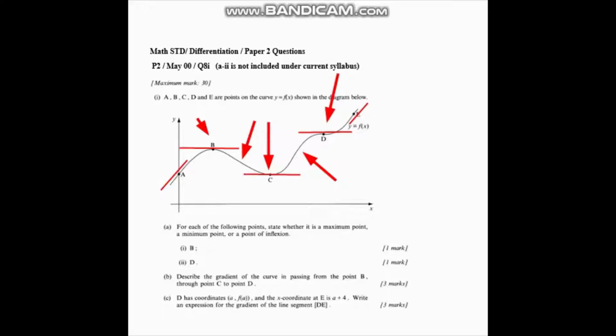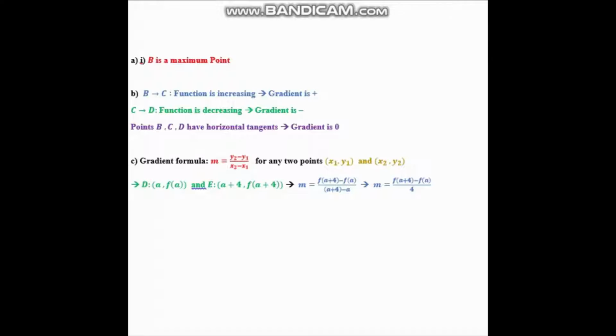So moving on, question C says D has coordinates A and f of A. The x coordinate at E is A plus 4. Write an expression for the gradient of the line segment DE. So let's take a look at how to do that. We know that the gradient for any 2 points, x1, y1 and x2, y2, shall be given by y2 minus y1 over x2 minus x1.